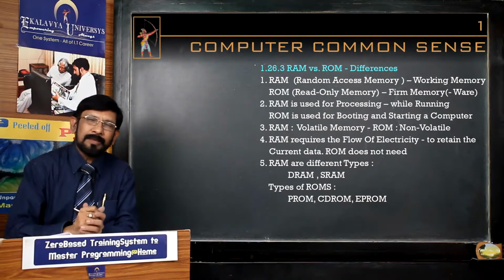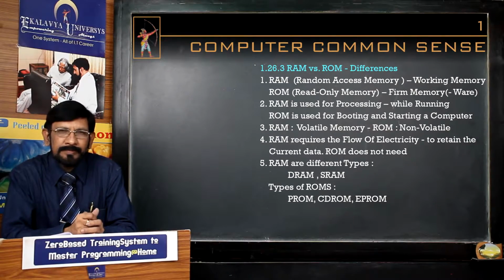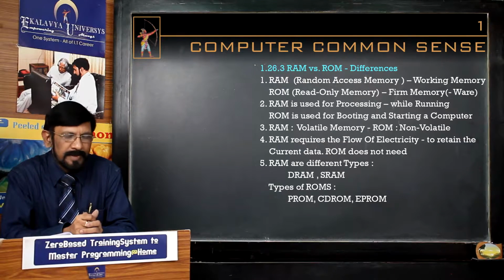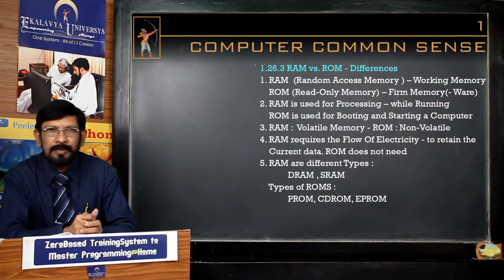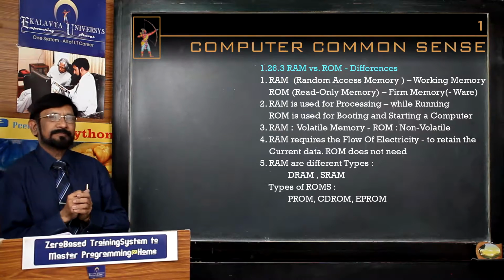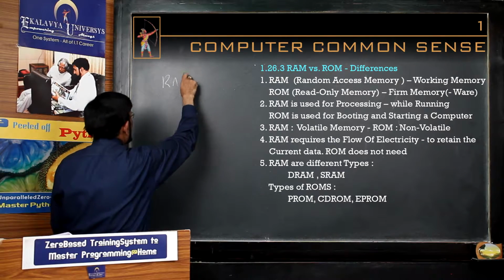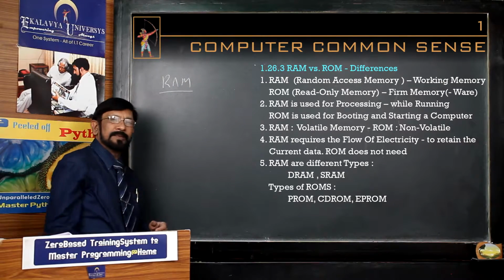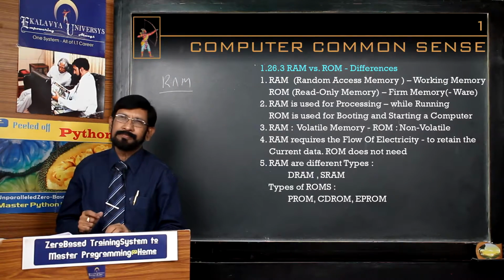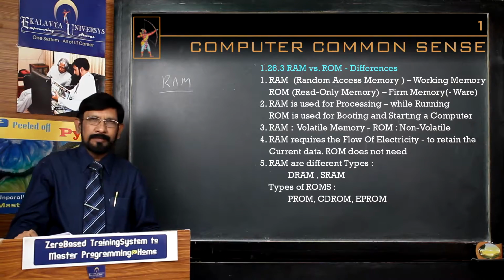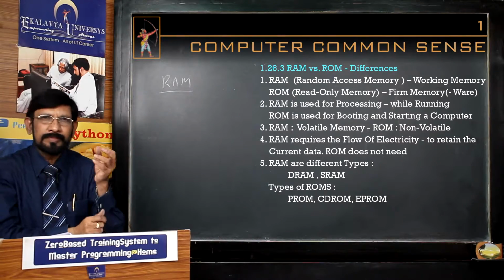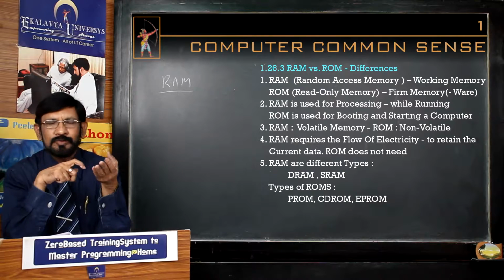Hello friends, now let us take up the third concept in 1.26, that is RAM versus ROM differences. Now many times I explained about RAM. RAM is random access memory. It is having many other names also.